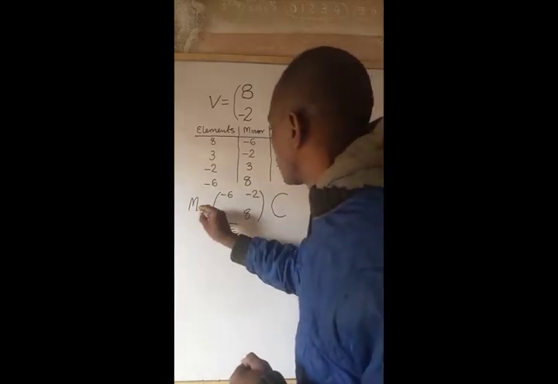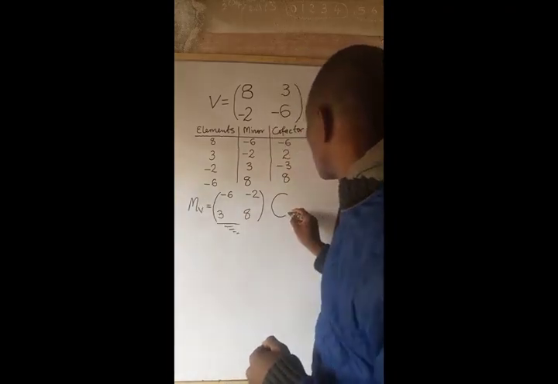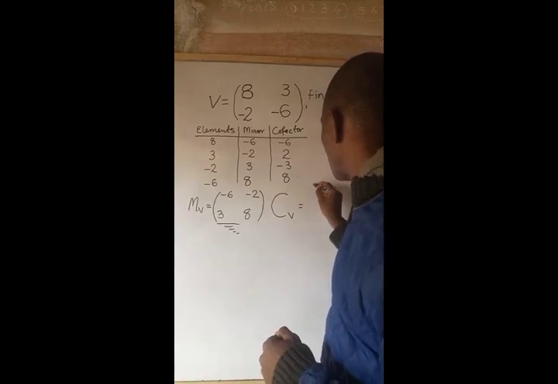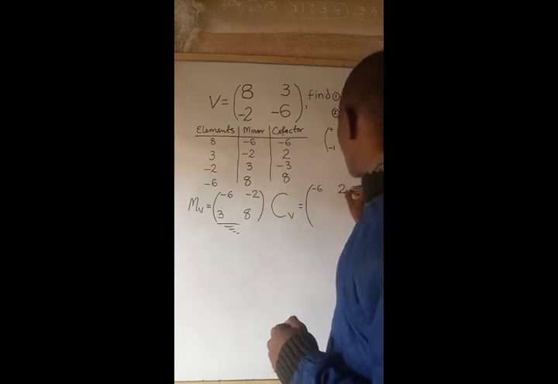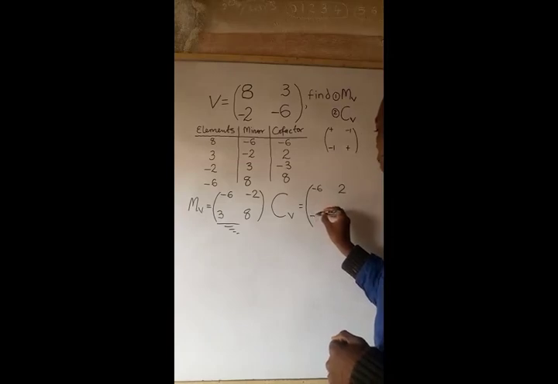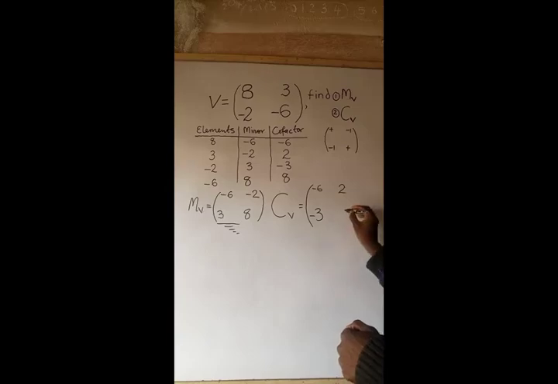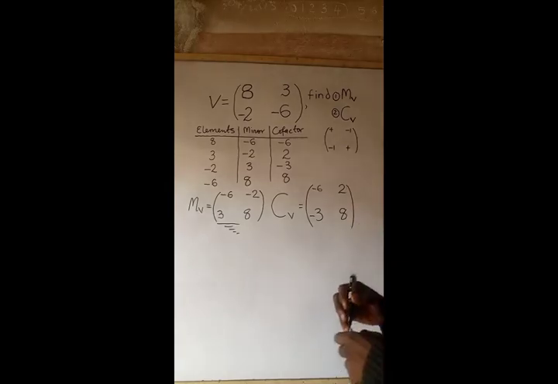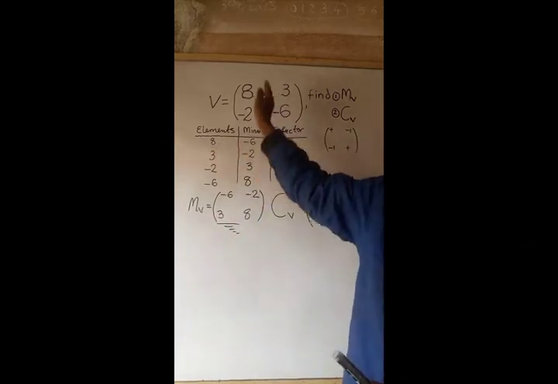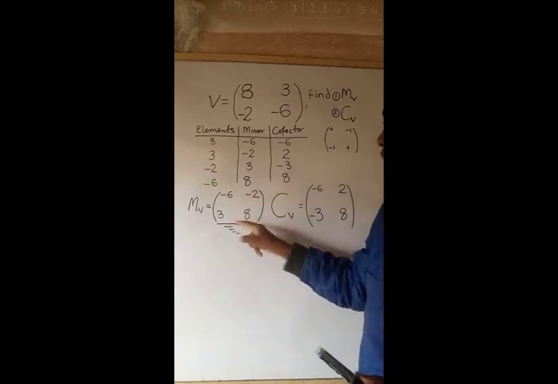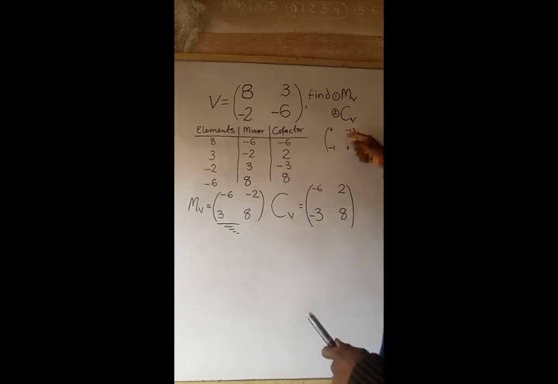So for the cofactor, we will have this as the answer. Sorry, what we have here is V, and this one is V as well, which is equal to, the first element will be -6, the second one will be 2, and the third one is -3. The last one is 8. Believe you've seen the difference now. For the minor, we obtain it by deleting the row and the column in which that element lies, okay? While for the cofactor, we obtain it by multiplying by a certain code, sign code, okay?